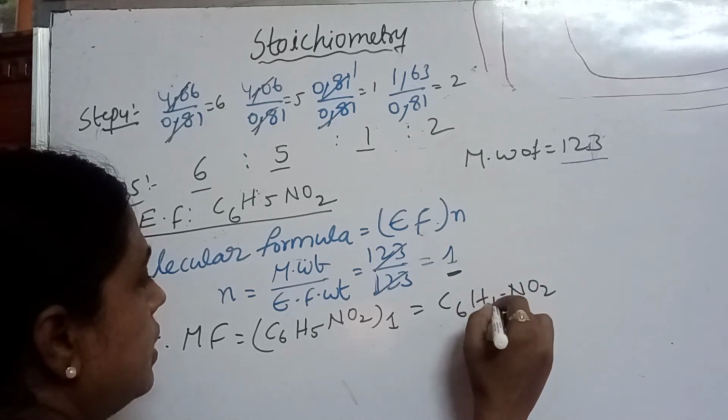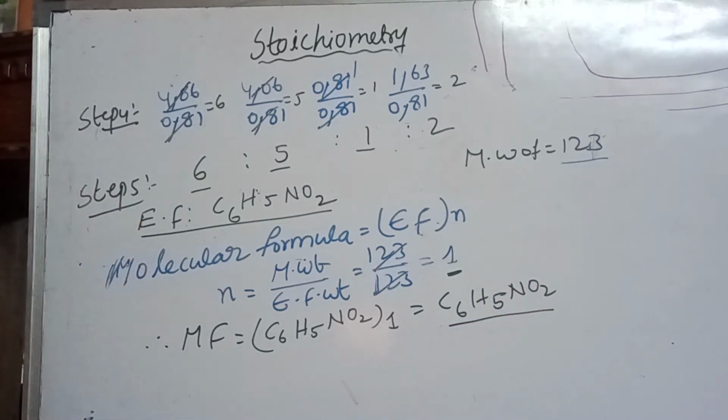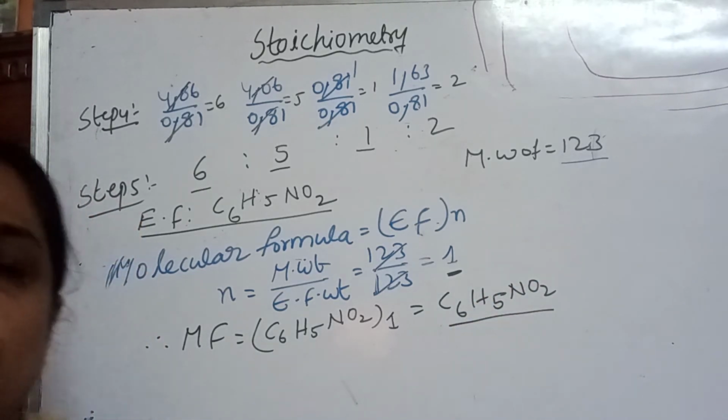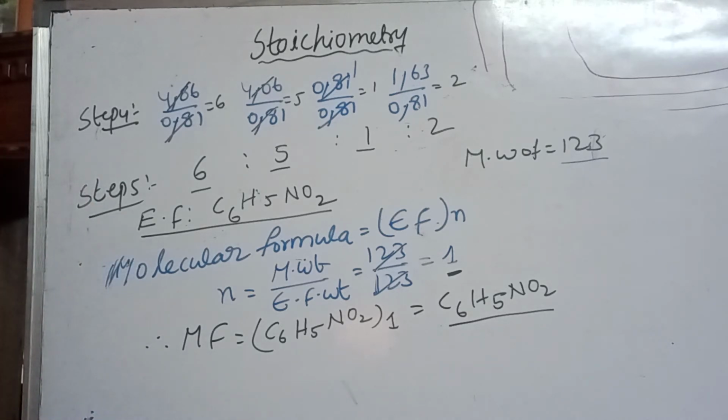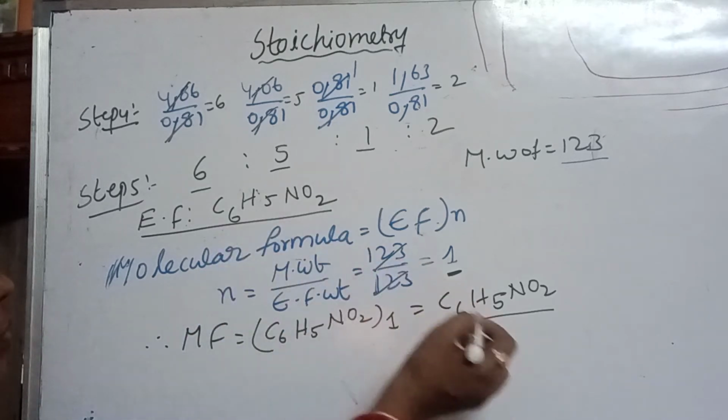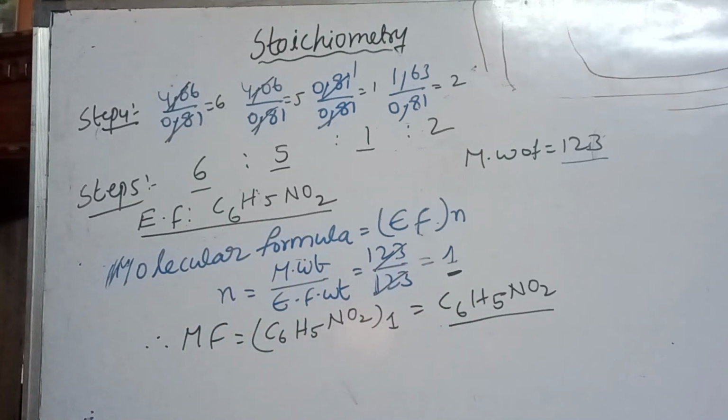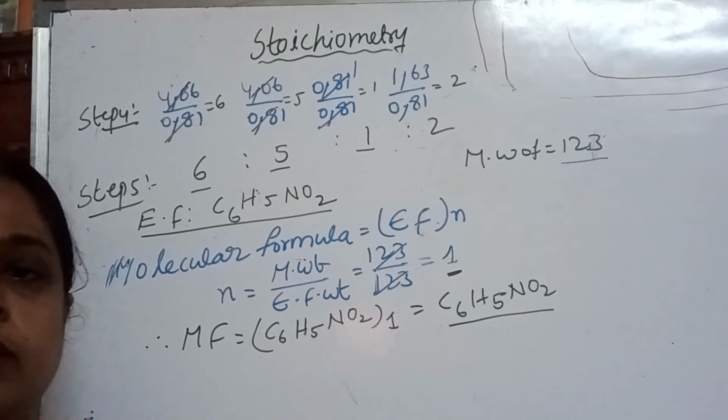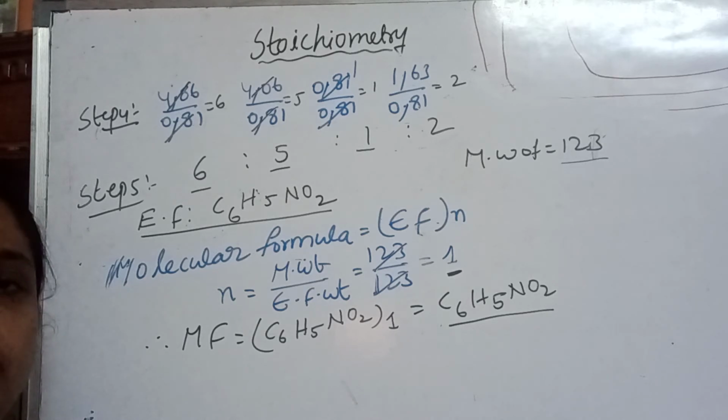C6H5NO2, so this is the molecular formula. It means for a given compound both the empirical formula and molecular formula are the same. So this is the empirical formula, this is the molecular formula. So what do you have to remember? The calculation of the empirical formula involves some steps, isn't it?